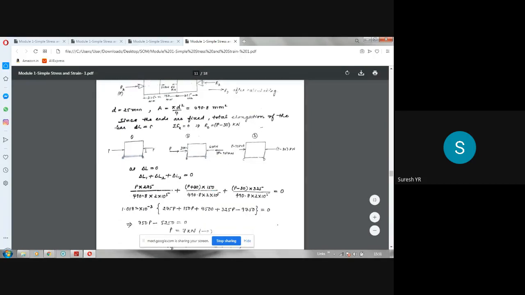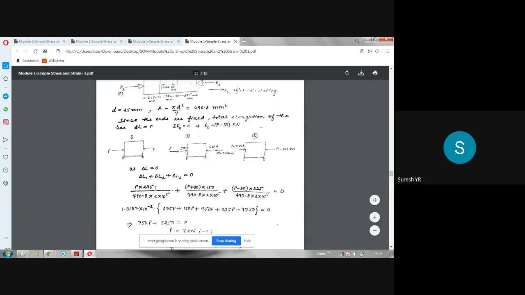First one is subjected to compression P. Second one subjected to compression 30 plus P. Third one subjected to compression P minus 30. Now we know that the total deformation is 0 because it is fixed at the two ends. So if you use that concept, delta L1 plus delta L2 plus delta L3 should be 0.